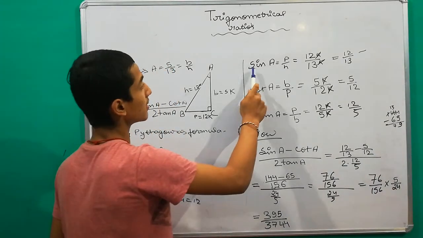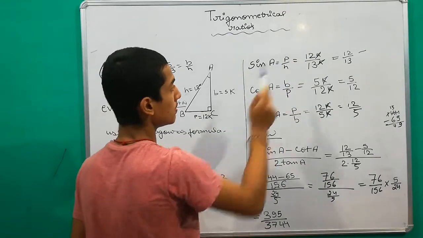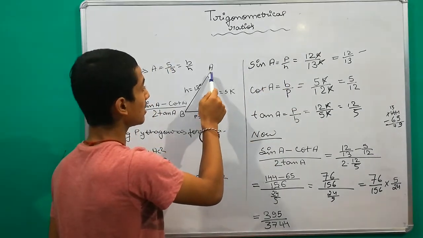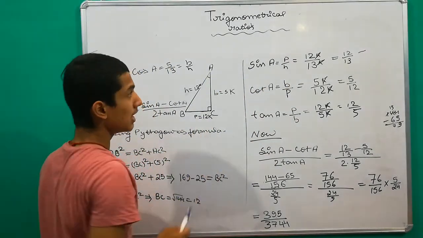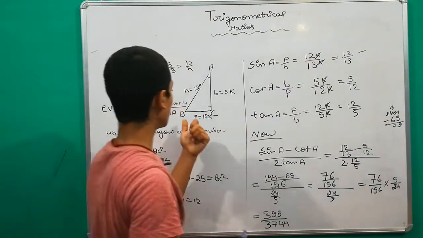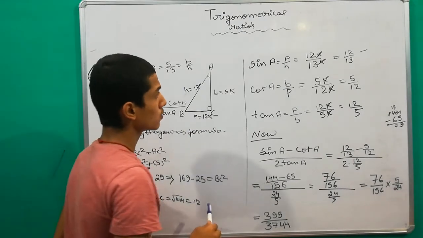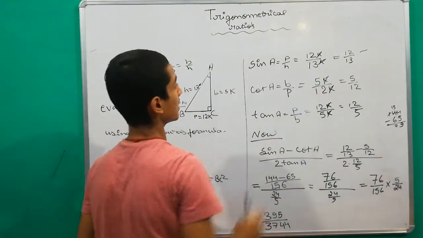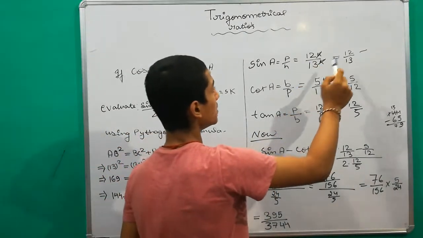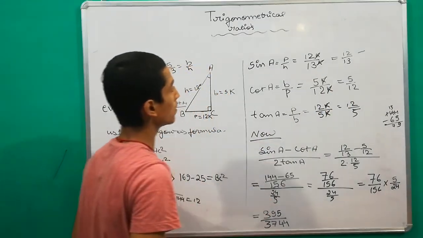First we will take sin A. Sin A equals P by H. For this angle, the perpendicular is BC, so the value of BC is 12k, and the hypotenuse is AB, so the value of AB is 13k. The k's will be reduced, so sin A equals 12 by 13.